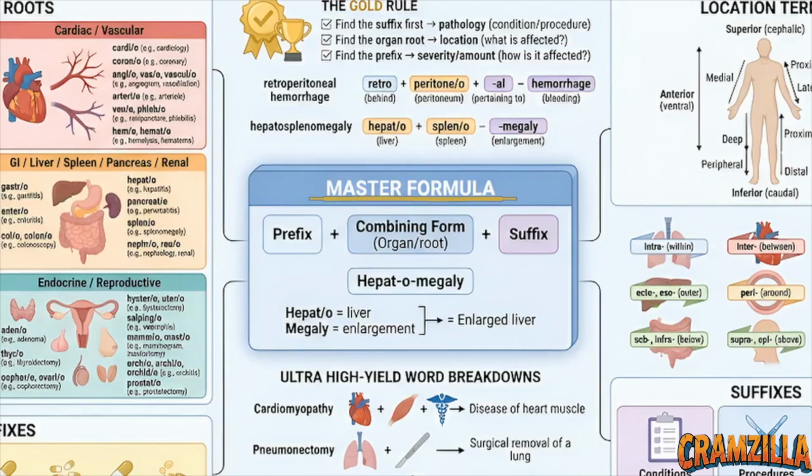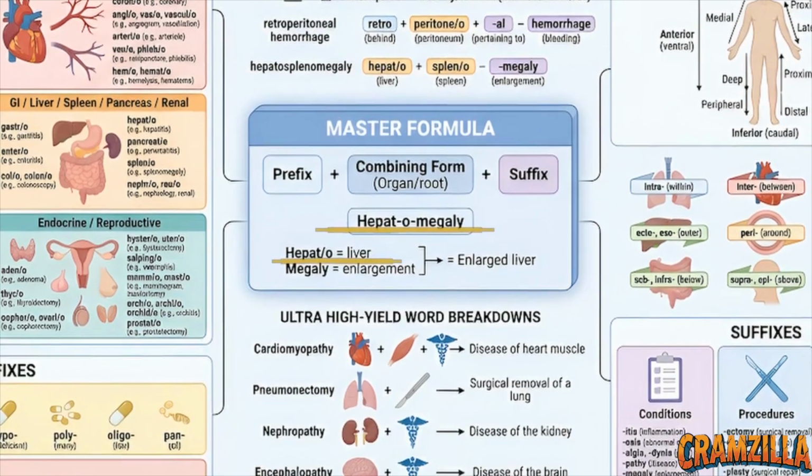The central master formula box on this diagram identifies 3 slots used to build clinical terms. The combining form represents anatomical hardware. The prefix modifies the state of that hardware, while the suffix indicates a specific condition or procedure. We can see this mechanic in the term hepatomegaly.